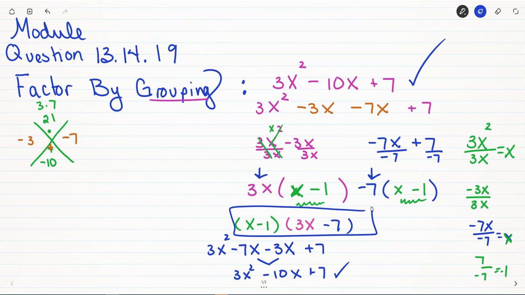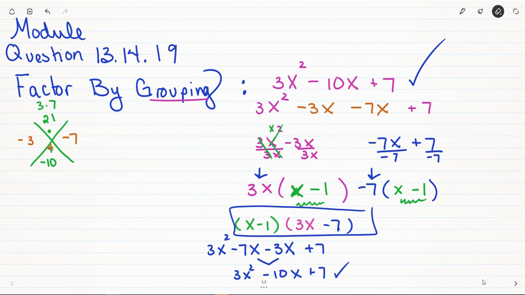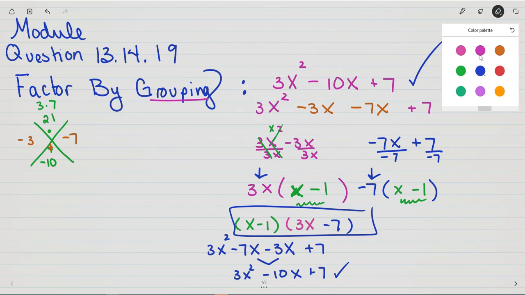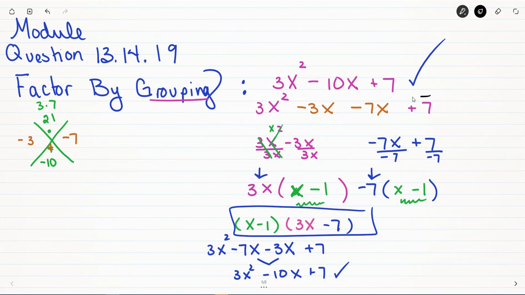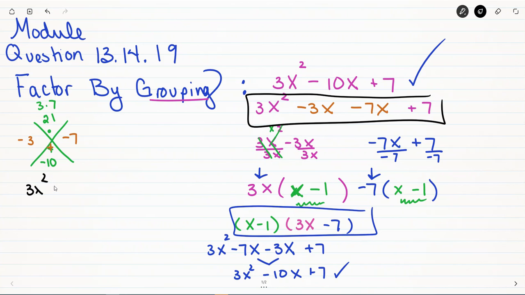Let me show you an error that you might make. And let me try to erase some of this without erasing the whole thing. And I'm going to fit it in off to the side here. So watch what you might have sometimes done. When we get to this step, 3x squared minus 3x minus 7x, and you group this 3x squared minus 3x.